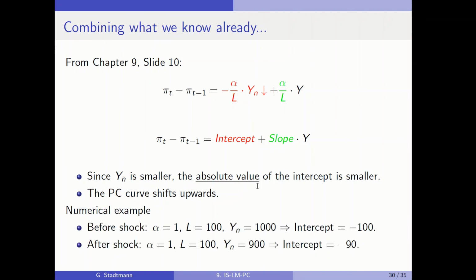Let's clarify this with a numerical example. Like before the shock, let's assume that alpha is equal to 1, labor force is equal to 100, and the natural level of output is equal to 1000.